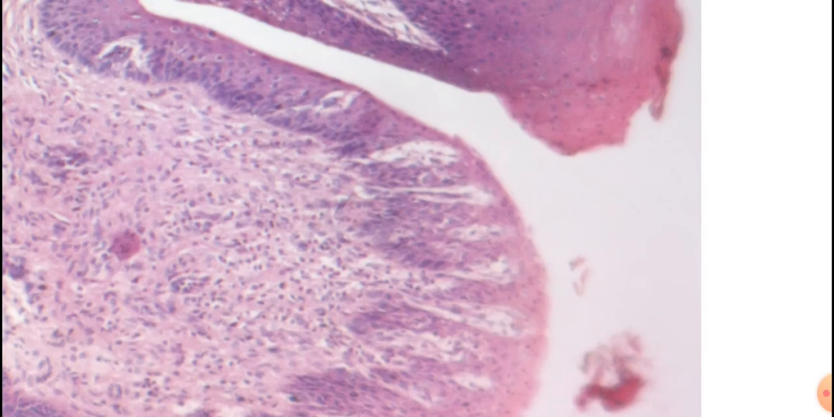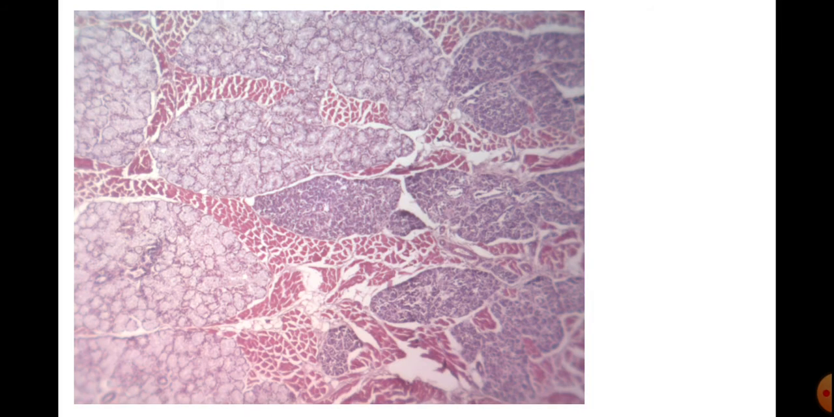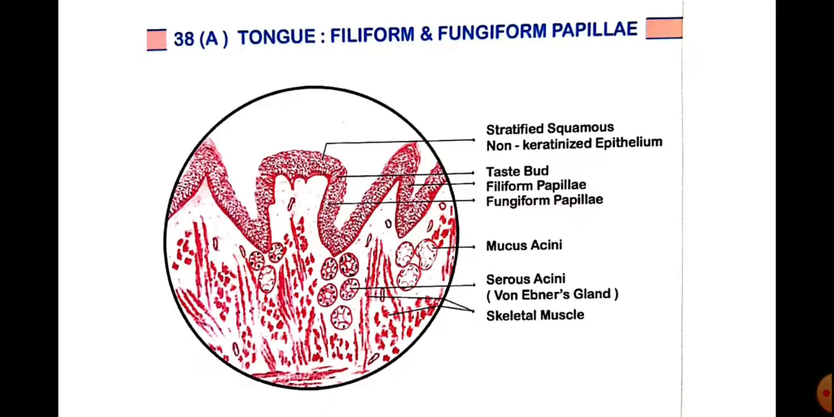This is a high-powered view showing the circumvallate papilla, showing the number of glands. This is the deeper substance of the tongue of the posterior 1/3, showing the glands. Here these are the glands. These are the muscles present there, and these are the lymphoid tissue. Okay, so we have seen here the slides of the tongue. Now this is the last slide.